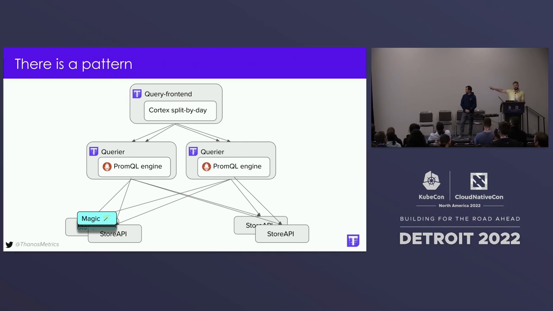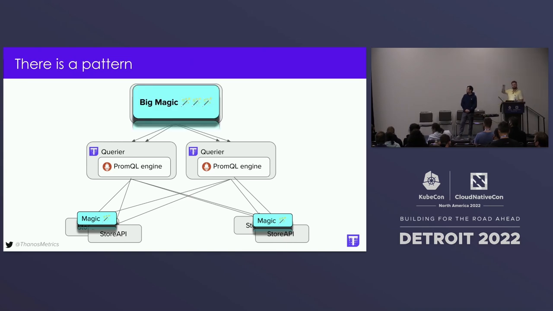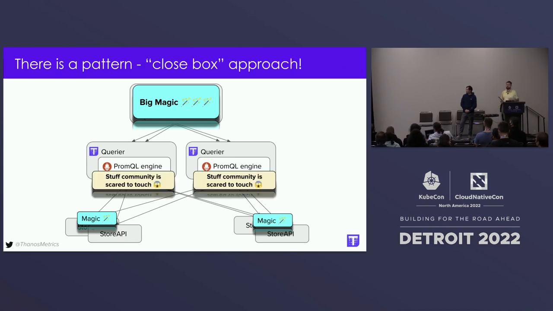However, hopefully you see certain patterns. We have some magic, some pushdown on the stores, store APIs, and there's some complexity we add. Then there is a big magic on query frontend. We have some complexity to shard and transform queries. I don't know if you see the pattern, but there is a pattern. Why are we not improving the PromQL engine itself?